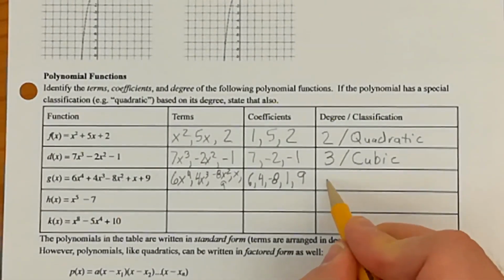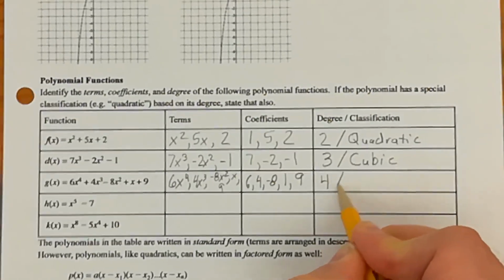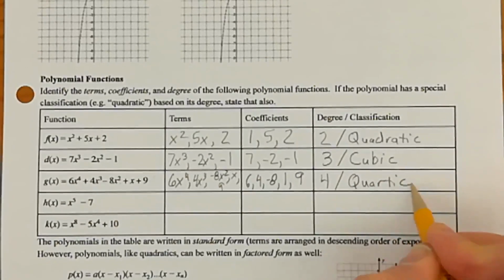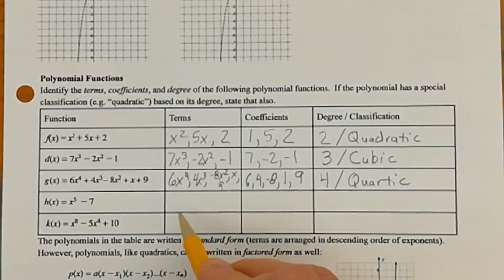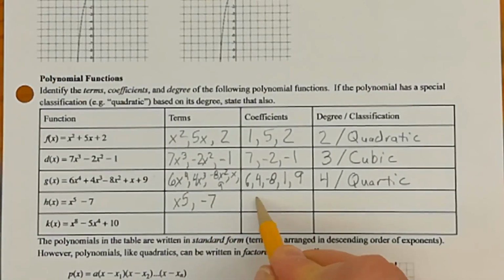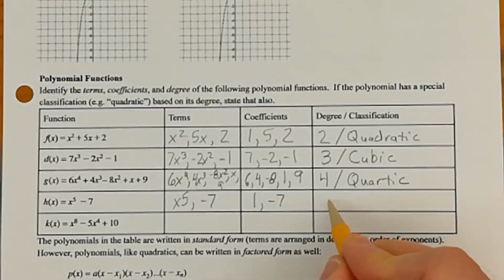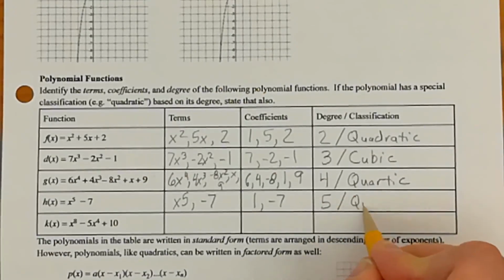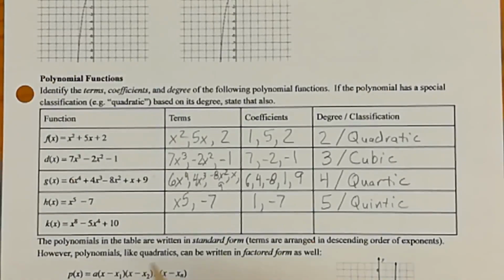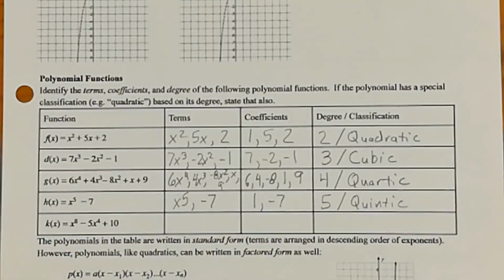So the degree here is 4. This does have a special name also. These are called quartics. So this is a quartic function. All right, next one, x to the 5th, -7 are the terms. Coefficients are 1 and -7. The degree is 5. These do have a special name too, called quintics. All right, and last but not least, we have this one. By the way, quintic is the last one we're going to use a special name for. There are other special names, but we're not going to get into that.